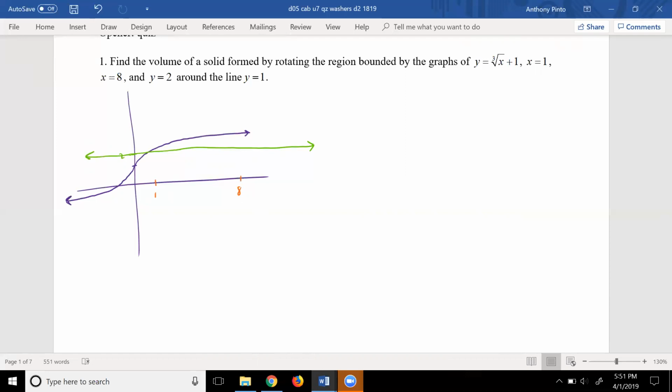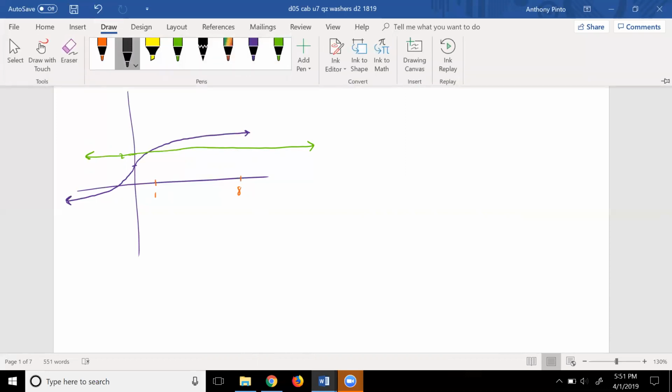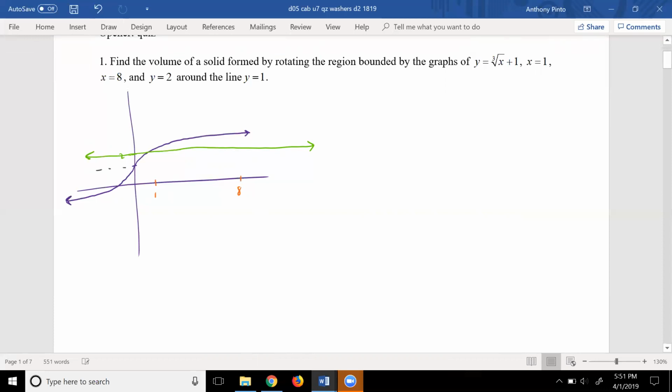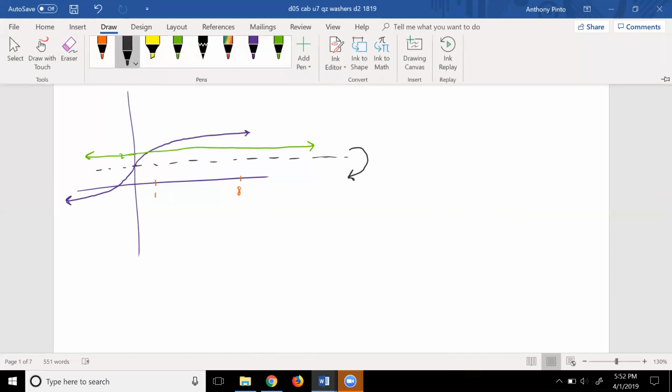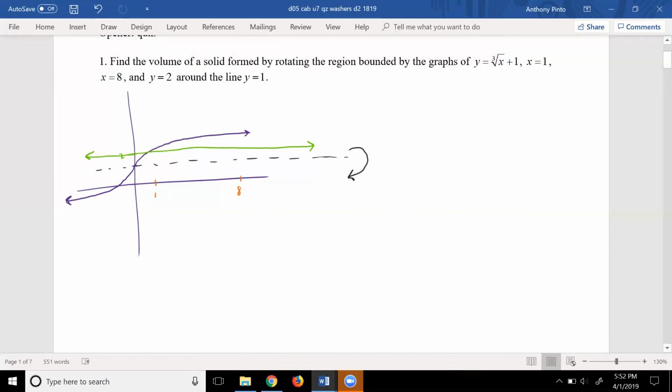All right, and we are revolving this around y equals 1. I'm going to draw a dashed line just so that we know what we're revolving around. So here's y equals 1. And we're going to revolve around this. So what does our area look like? Well, it's going to be this space in here.